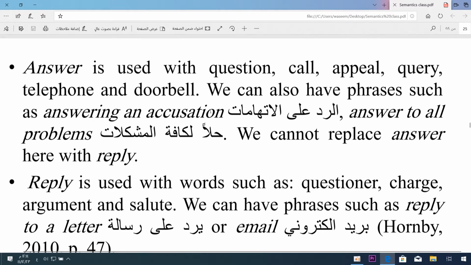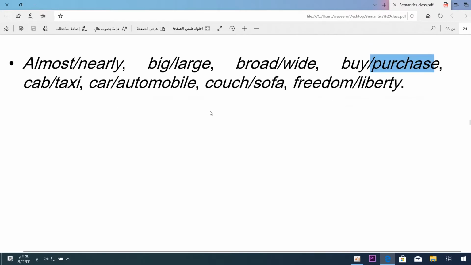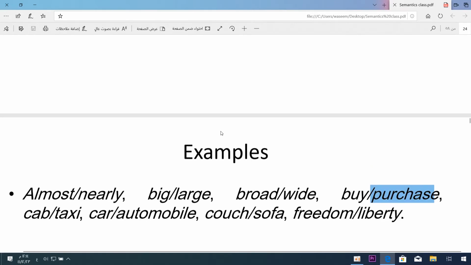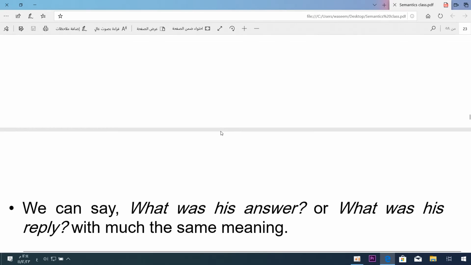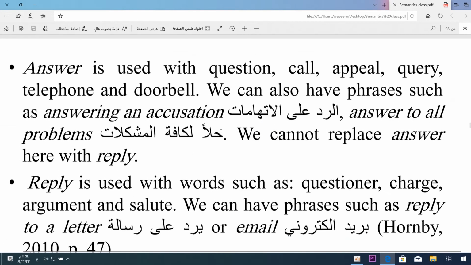Here, okay. Reply and answer we have just mentioned. Answer is used with a question. Okay, call, appeal, inquiry, telephone, and doorbell. I would say the phone is ringing. Okay, I will answer it. Well, the doorbell is ringing. Okay, I will answer, it means I will answer. I want to check who is at the door.